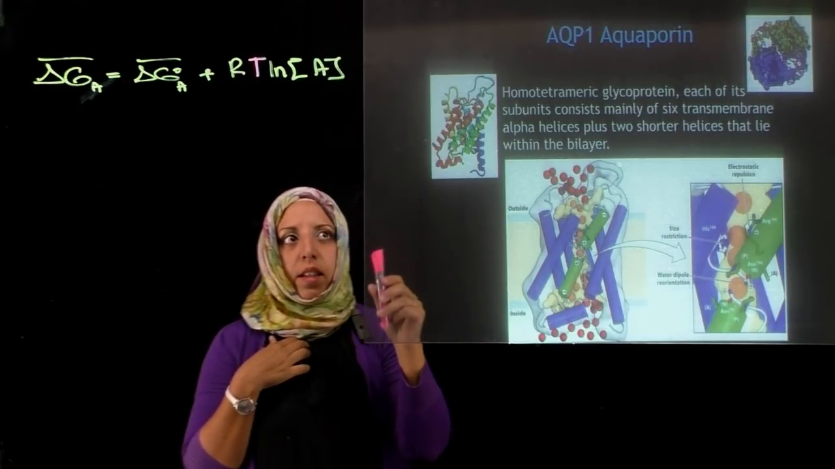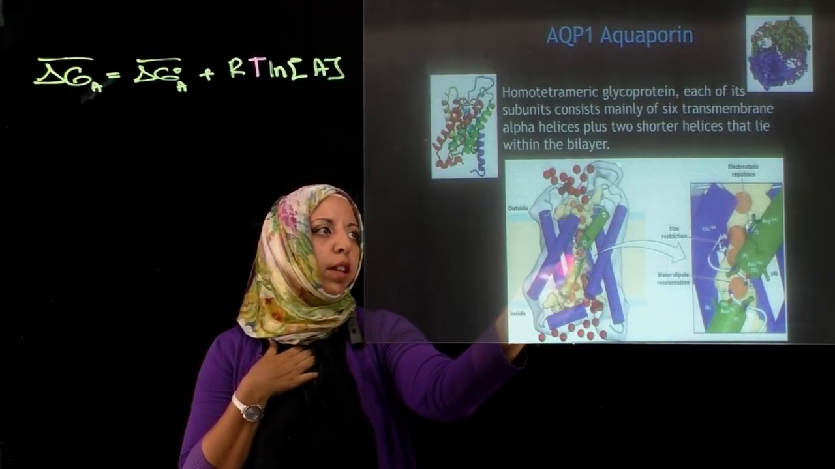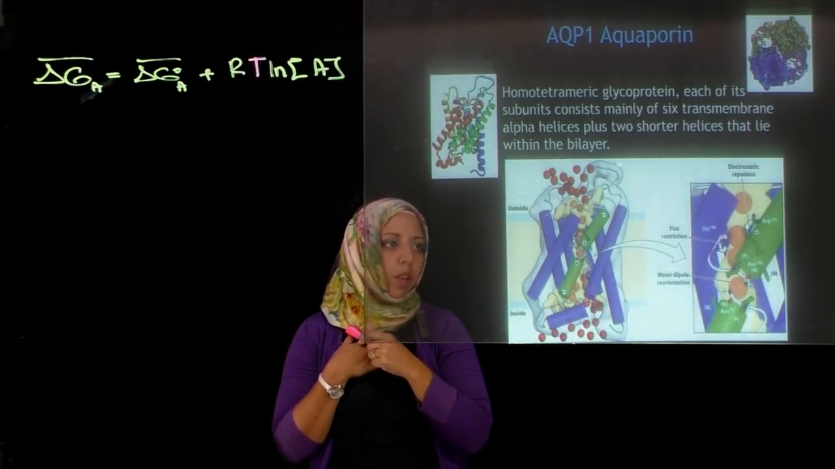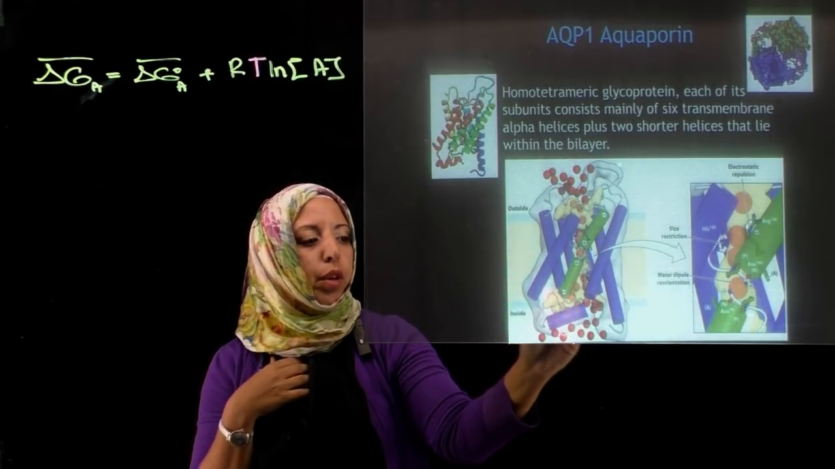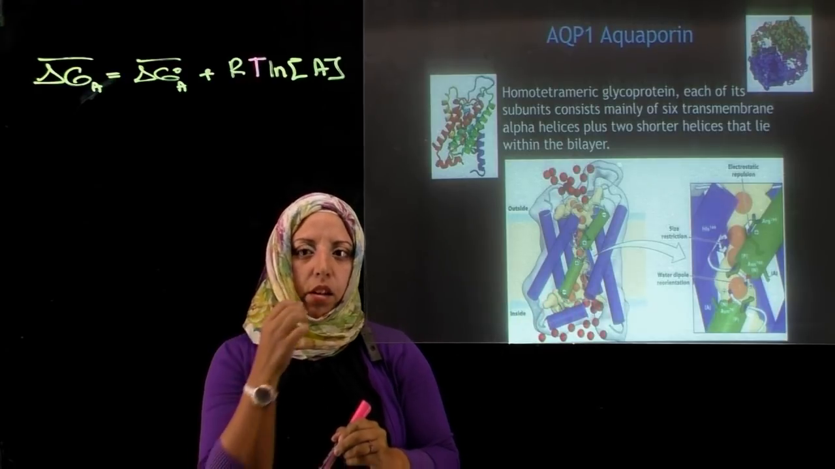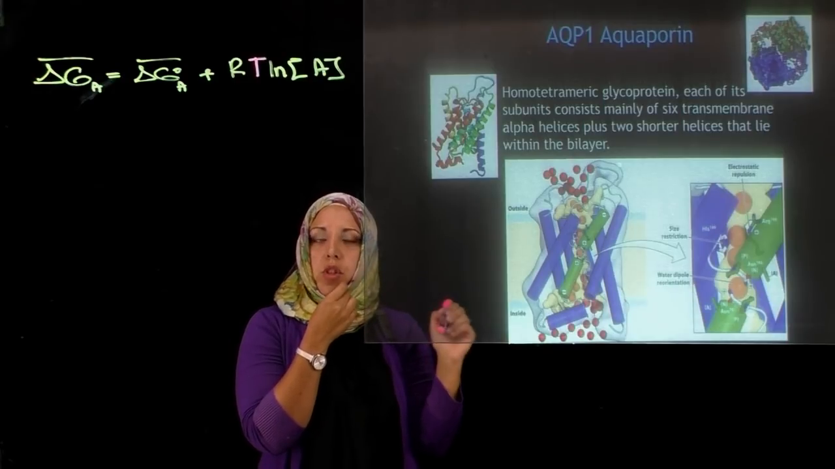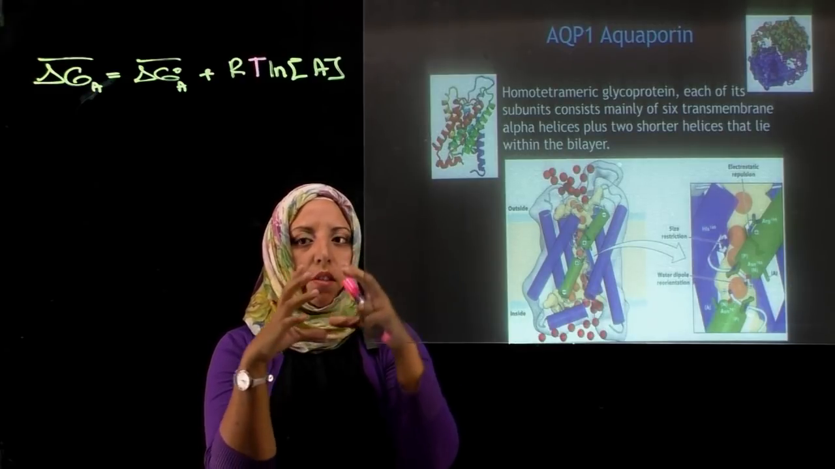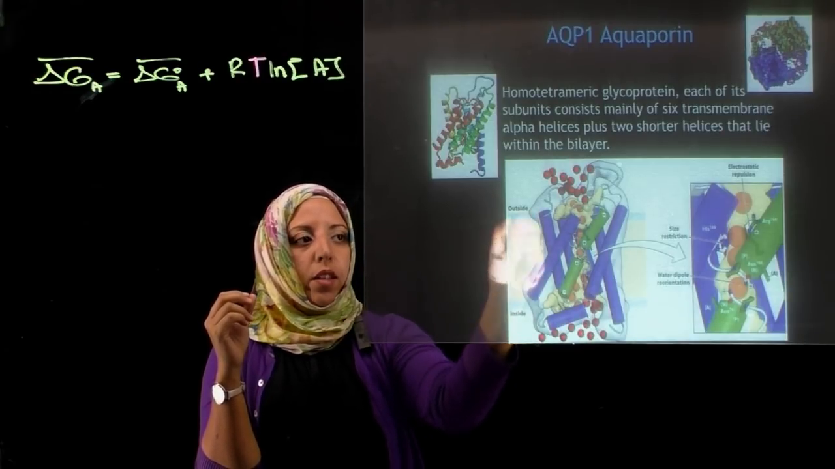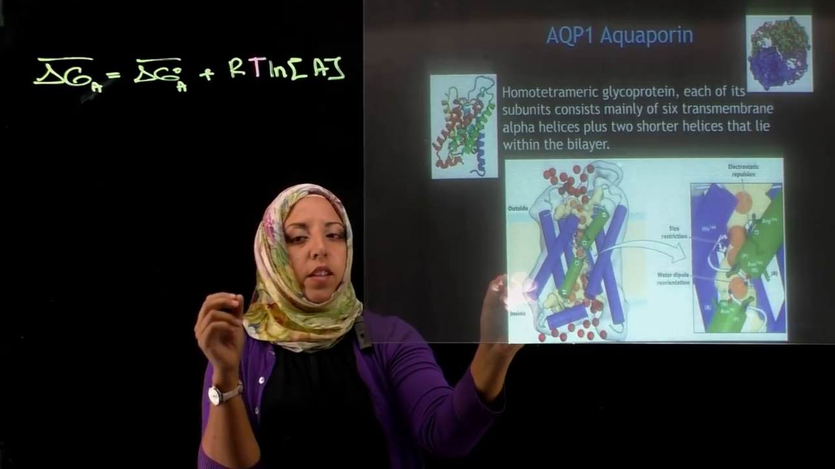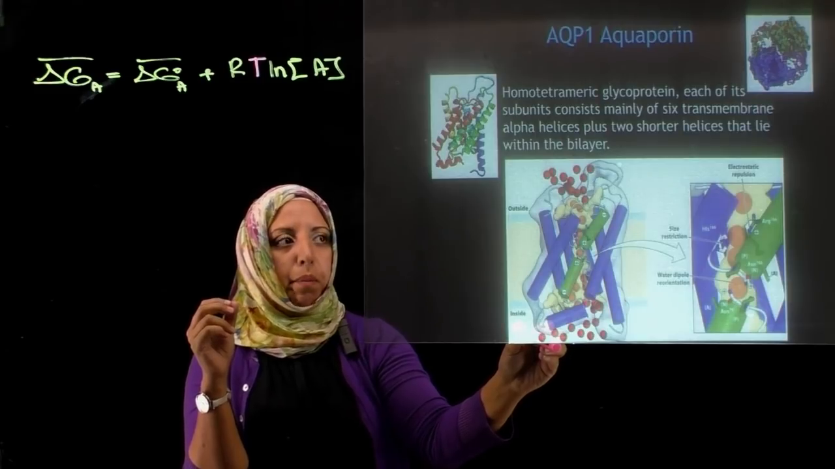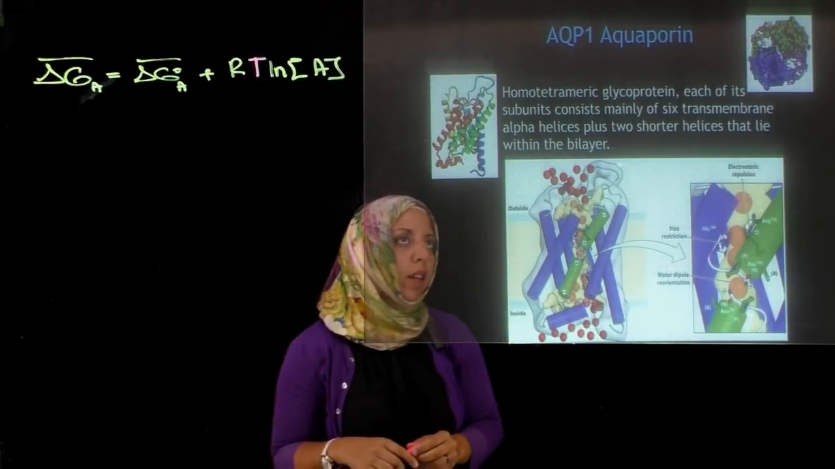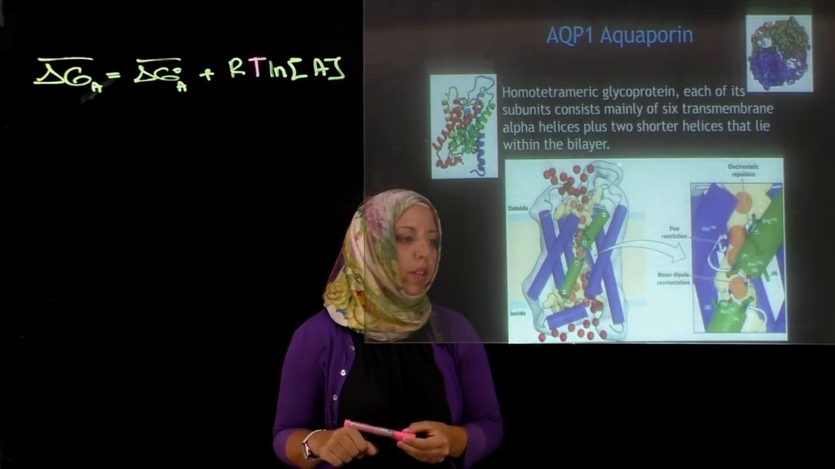Each of its subunits has mainly 6 different alpha helices within the membrane, and then a shorter helix that lies within the membrane. Okay, so part of the protein is exposed to the outer surface, part of the protein is exposed to the inside of the cell, but if you've noticed in all the examples we've covered so far, those transport proteins are mainly alpha helical or beta sheets, and that secondary structure is embedded within the lipid bilayer, right? And we use the term transmembrane proteins for proteins that span the entire lipid bilayer, where a portion of the protein is to the outside, the majority of it is within the membrane, and a portion of it is exposed to the inside. Well, if we take a look at AQP1 aquaporin, right?